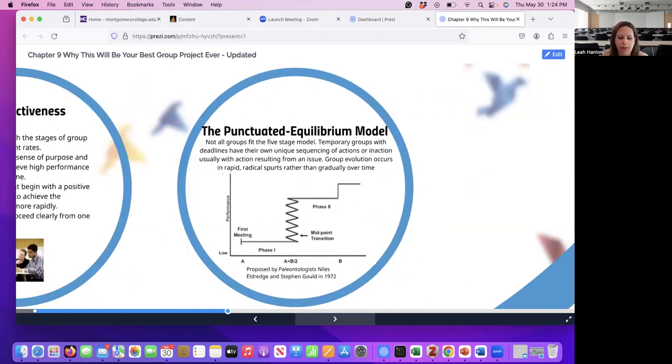The punctuated equilibrium model. This is a set of phases that temporary groups go through that involves transitions between inertia and activity. No, not all groups fit the 5-stage model. Temporary groups with deadlines have their own unique sequencing of actions or inaction, usually with action resulting from an issue. Group evolution occurs in rapid, radical spurts rather than gradually over time.